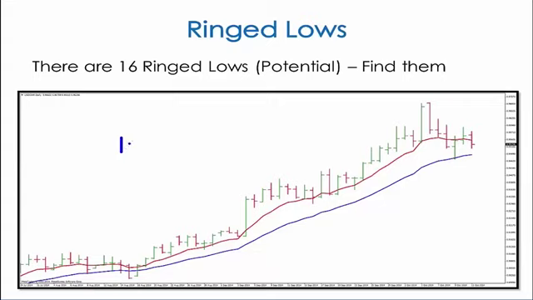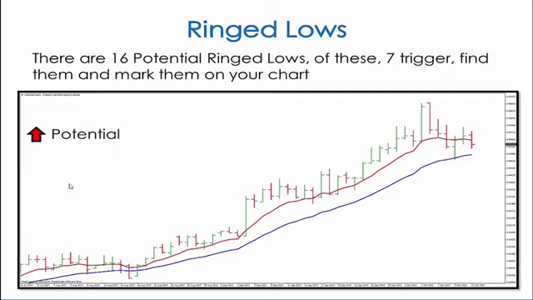They're going to be that 2-bar pattern where bar 1 is absolutely anything, bar 2 is the lower high and the lower low. Work your way through this chart and try and find all 16 potential signals. Pause the video now and do that, and when you're ready to start again, hit the play button and I'll go through the answers with you. Okay, so there's 16 potential ringed lows on this chart.